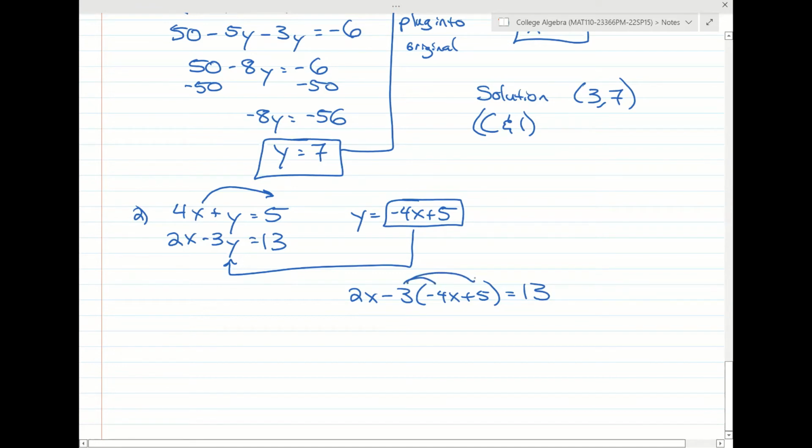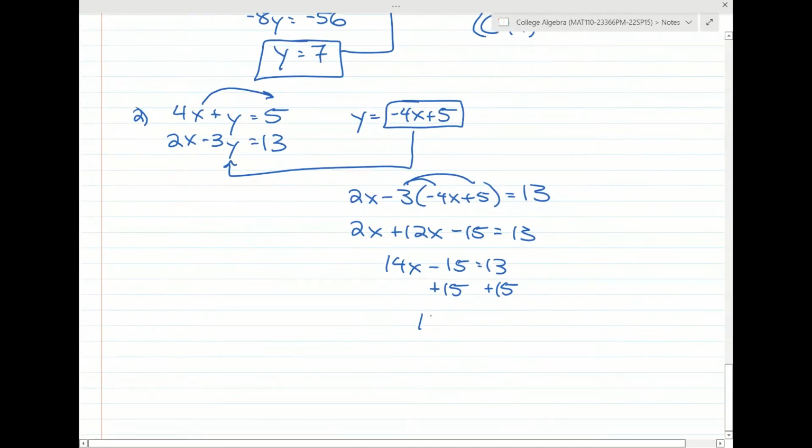I'm going to distribute -3. Combine like terms. Add 15. So 14x would be 28, and x would just be 2.